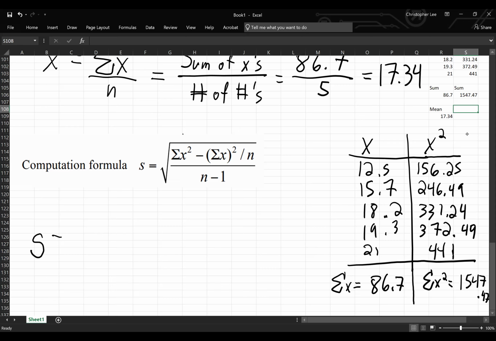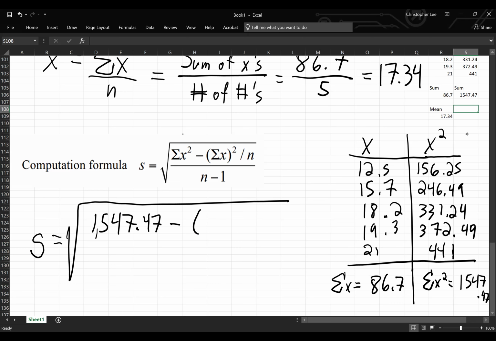Sample standard deviation is equal to the square root of the sum of x squared, which we know is now 1,547.47, minus the sum of x, which is 86.7, squared, divided by how many numbers we have, 5, all divided by 5 minus 1. Little calculator, boom, boom, boom, and you're done.